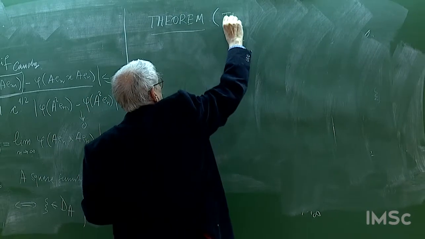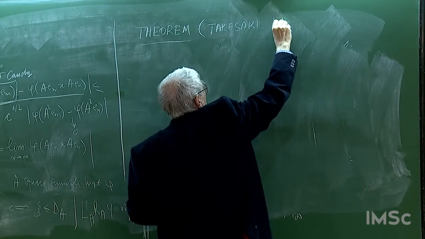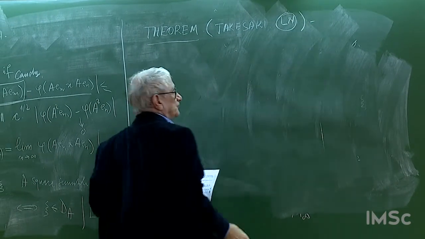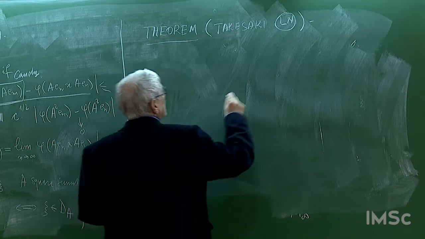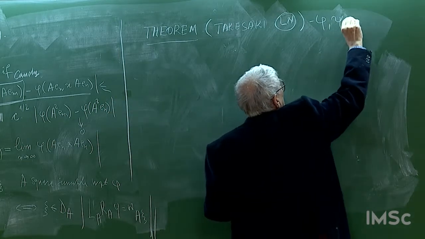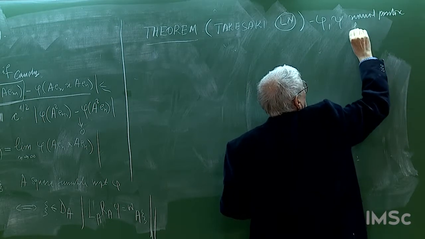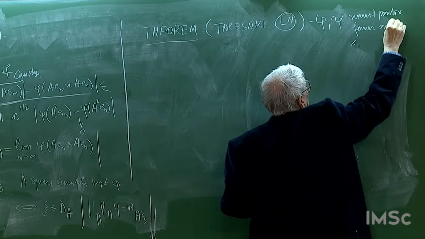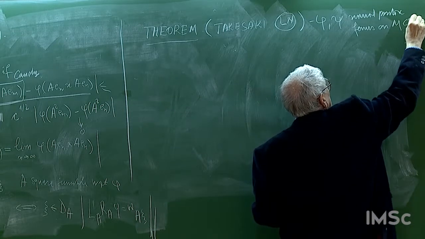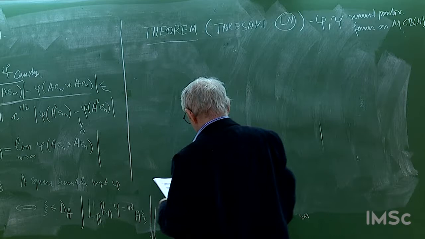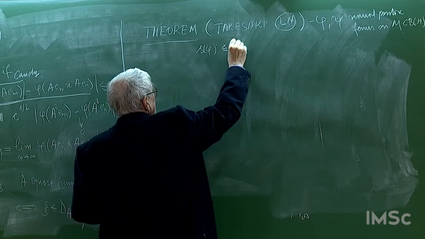which is due to Takesaki, even in lecture notes was proved. So very early was proved this theorem. So you have phi and psi normal positive forms on M, where M is in B of H. Okay. And the assumption is the support of phi is less than the support of psi.